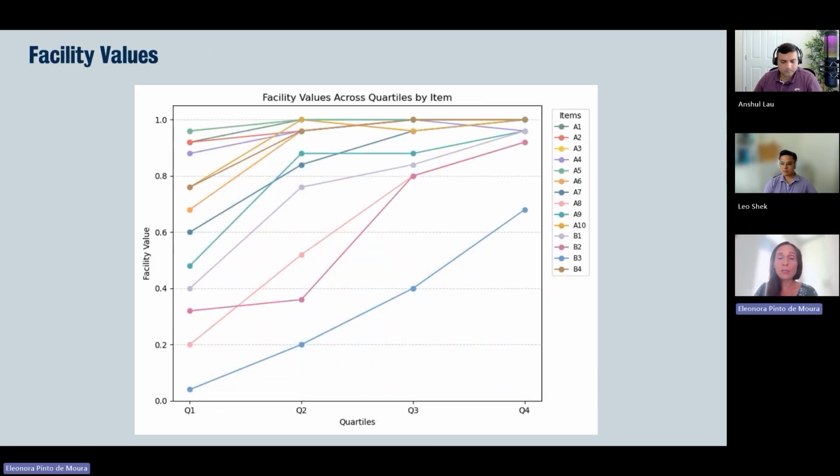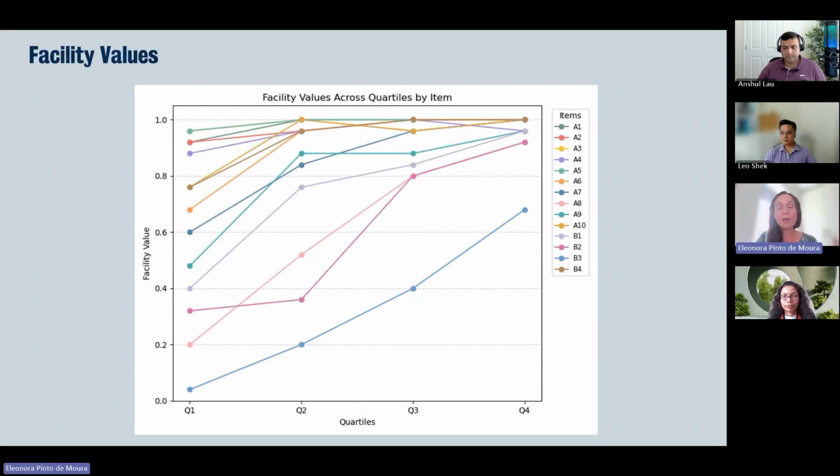So finally, what we did was to group our students into quartiles based on their total score on the test. And then we plotted these item characteristic curves that show how the facility value changes with our students' abilities. So this allows us really to see how well an item is discriminating between low and high performing students.